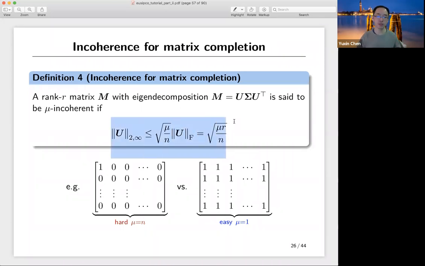I'm going to impose a condition on the 2 to infinity norm of the eigenmatrix U. I want to make sure that this 2 to infinity norm is sufficiently small, smaller than or equal to this quantity. So if mu is quite small, this basically means that the energy of this U matrix is more or less spread out across all of its rows. Okay, so this is the incoherence condition we have for the matrix completion problem.